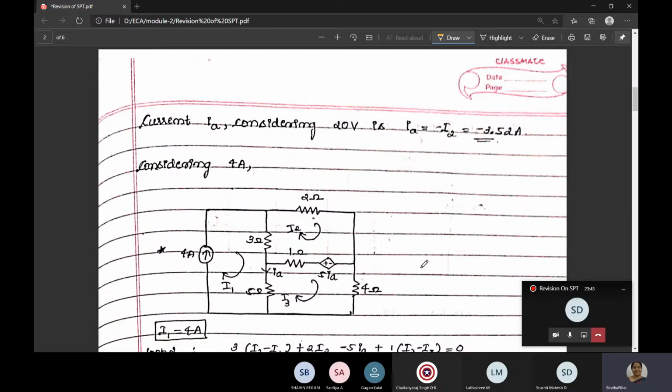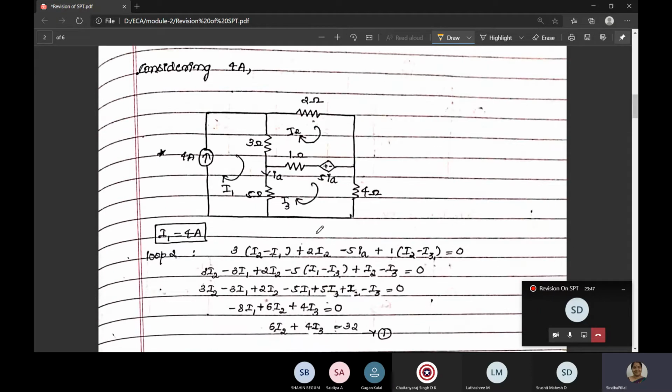Whenever we do mesh analysis, you have to check whether there is any current source at the border. So there is a current source at the border, 4 amps. So I1, the current in loop 1, is 4 amps. It is positive because it is going in the direction. So one current we have got.